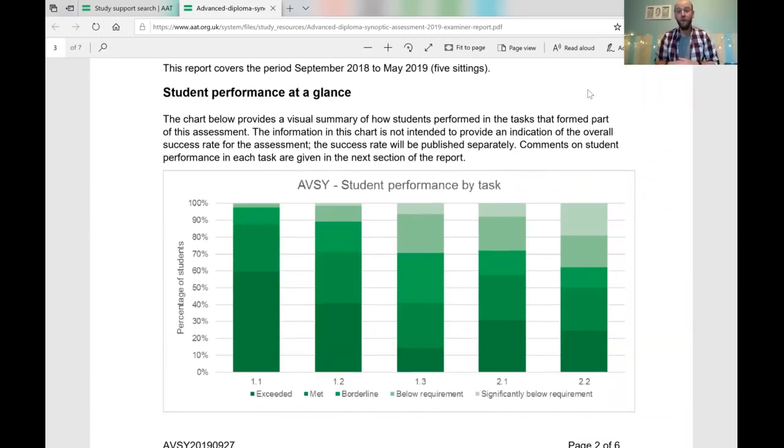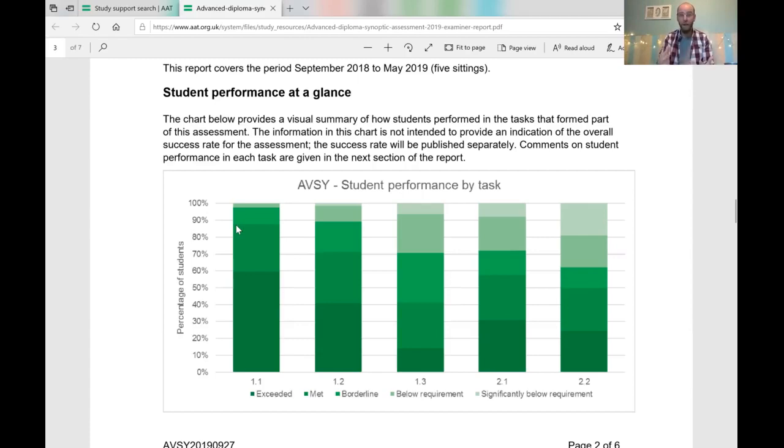What I do first of all is look at this graph and see where the best performing tasks and the worst performing tasks are. The way to look at it is to look at the key at the bottom here. You've got exceeded and met, so the dark green and the not as dark green. These are the two that students are passing. If they get exceeded or met, they pass the question.